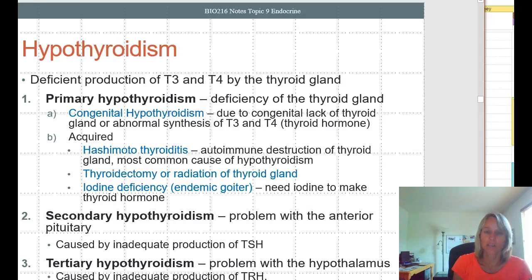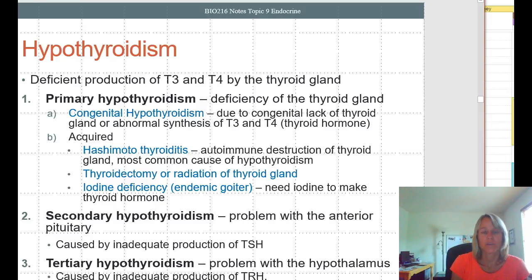Hashimoto's thyroiditis, this is where we have autoimmune destruction of the thyroid gland, and this is the most common cause of hypothyroidism. It can also be acquired through removal of the thyroid gland or radiation of the thyroid gland, say for cancer.